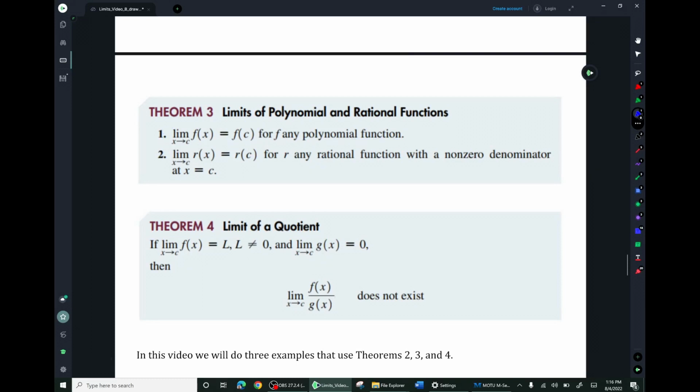Another property listed in this theorem 3 is this one. For a rational function r with a non-zero denominator at x equals c, if you want to compute the value of the limit as x approaches c of r of x, you can compute that limit by just simply computing the y value, r of c.